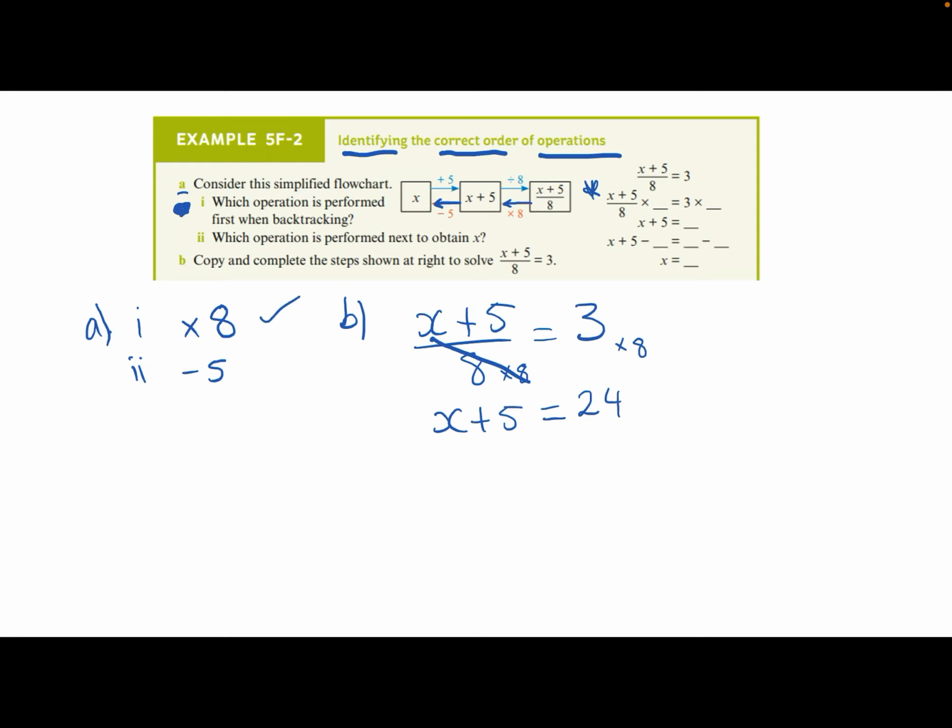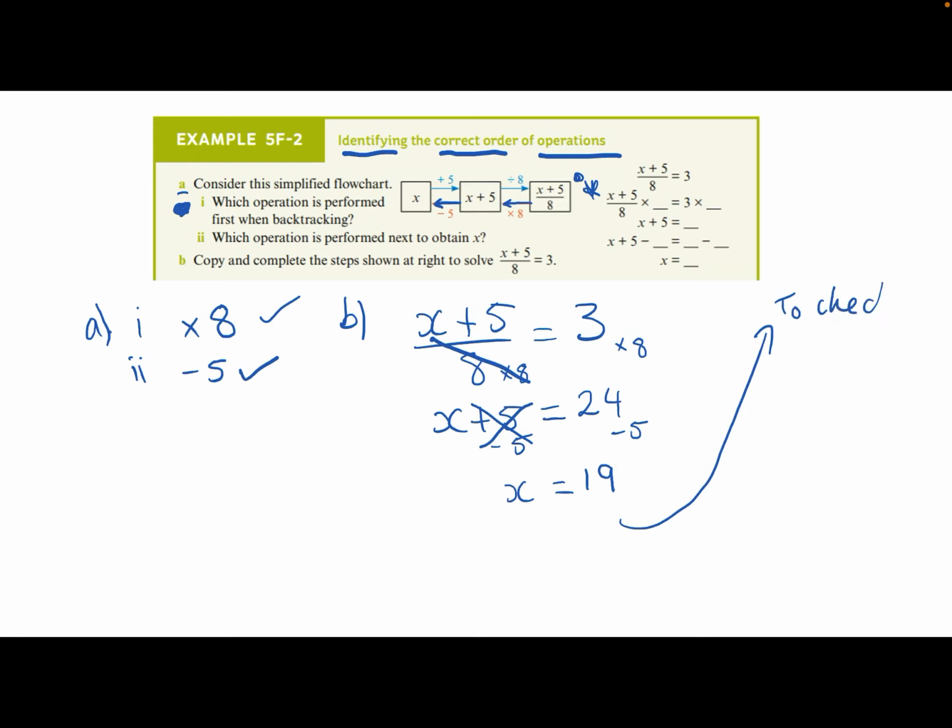So we've just done this. The next step, we need to subtract 5. We found that by looking at our flow chart up here. So let's subtract 5 from both sides. We know that plus 5 minus 5 is 0, so again, they cancel out, and we're left with x equals 24 minus 5, which is 19. All right, so we've just solved this equation: x equals 19. And again, we can check.